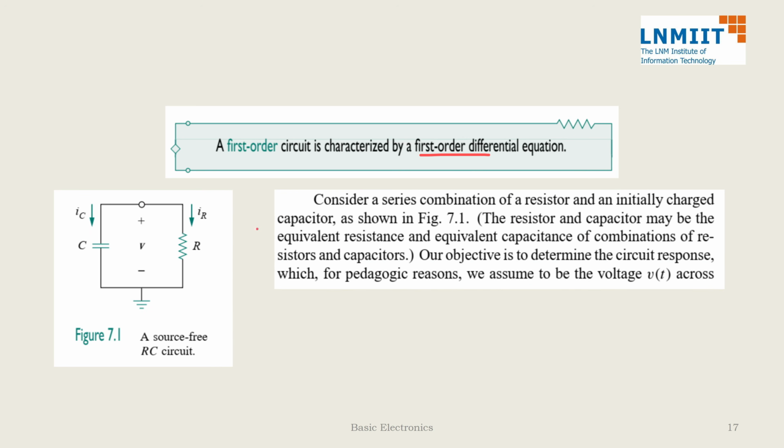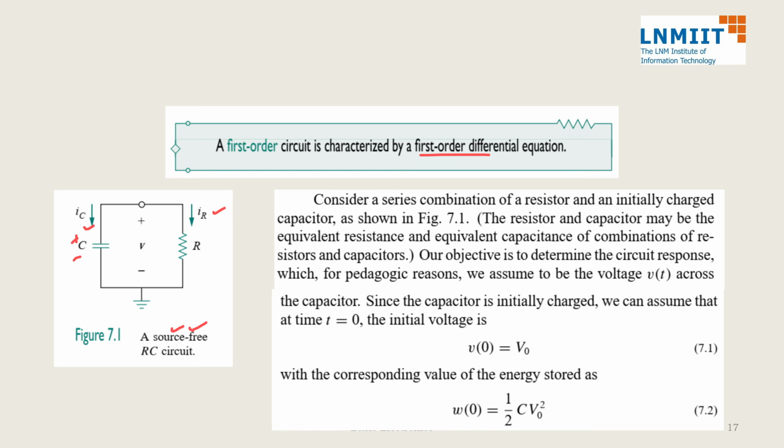So I have one capacitor and one resistor, and there is no voltage source or anything. We can say that initially there was some initial voltage across it and now it is discharging. What is the equation for the current in the resistor, or the current through the capacitor, or the voltage appearing across the capacitor? These are the parameters that we can find. So this is called a source free circuit.